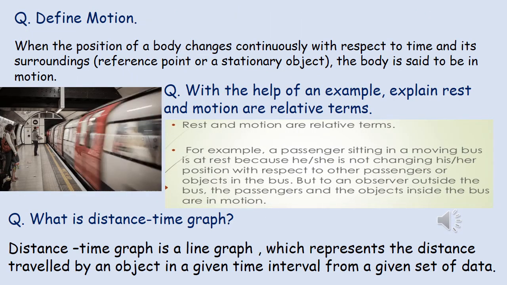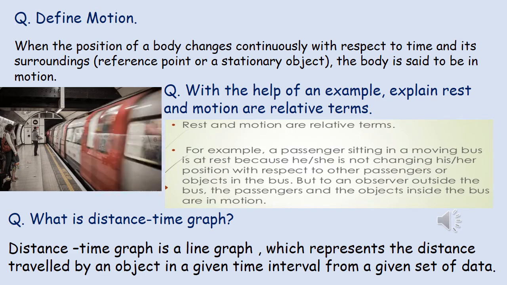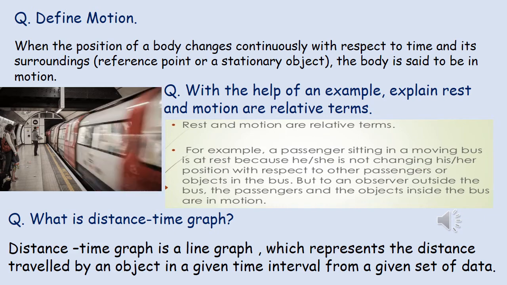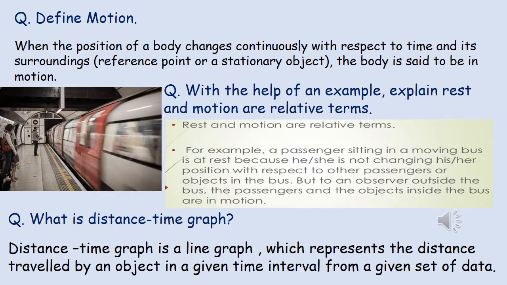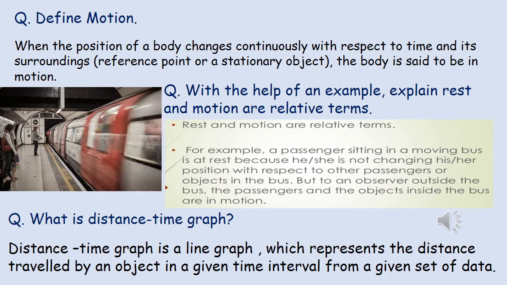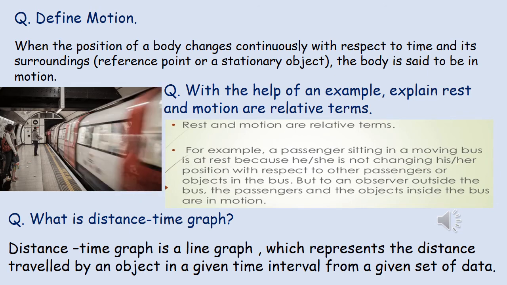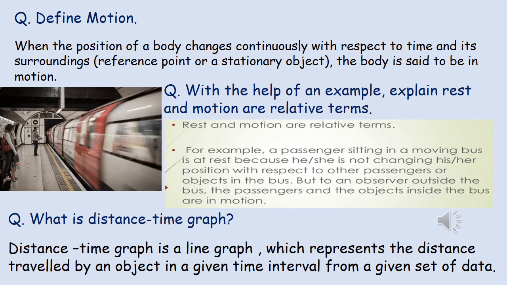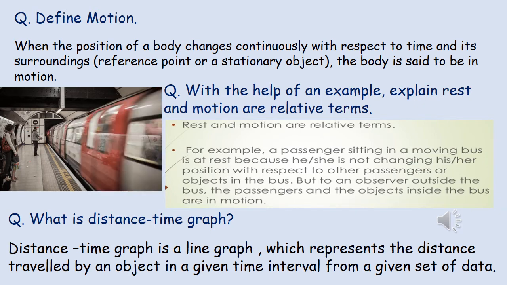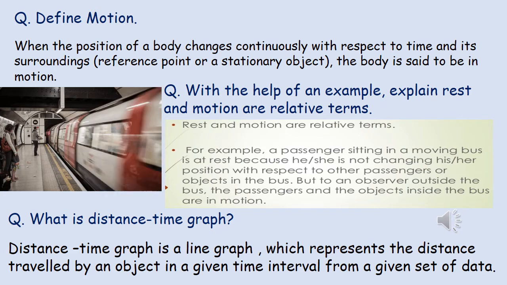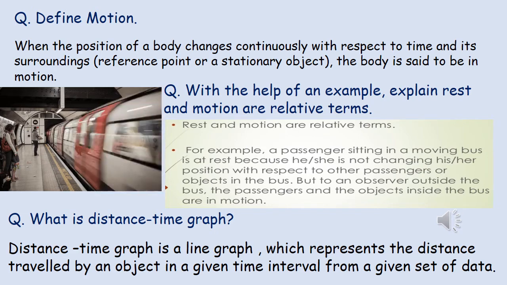Now what is motion? When the position of a body changes continuously with respect to time and its surroundings, here surrounding means a reference point or a stationary object, the body is said to be in motion. Now with the help of an example, we have to explain that rest and motion, these two terms, are relative. There is nothing called absolute rest or absolute motion.